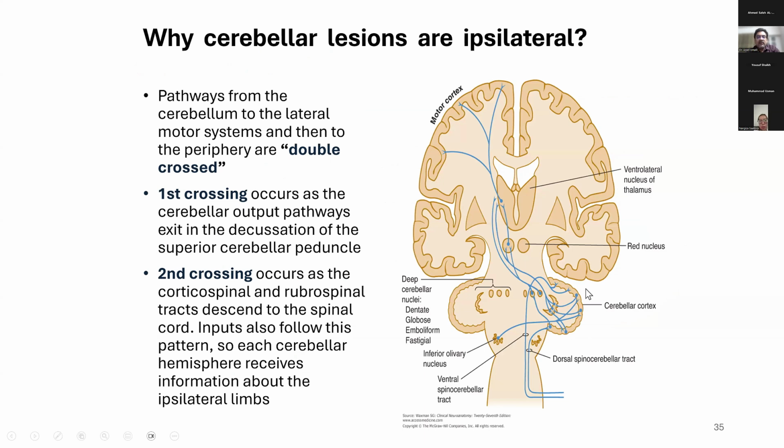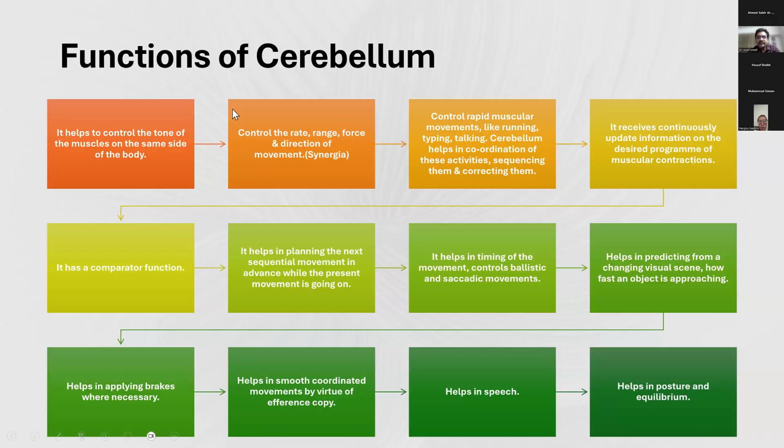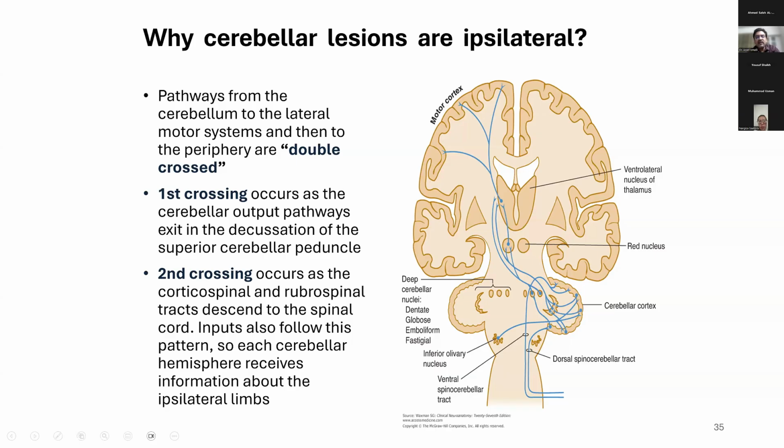So the important question is, why does cerebellar pathology, or anything that happens to the cerebellum, cause problems on the ipsilateral side? This is the most important question which we always encounter. This happens because the pathway from the cerebellum to the lateral motor system and then to the periphery is double crossed. So there is double decussation.